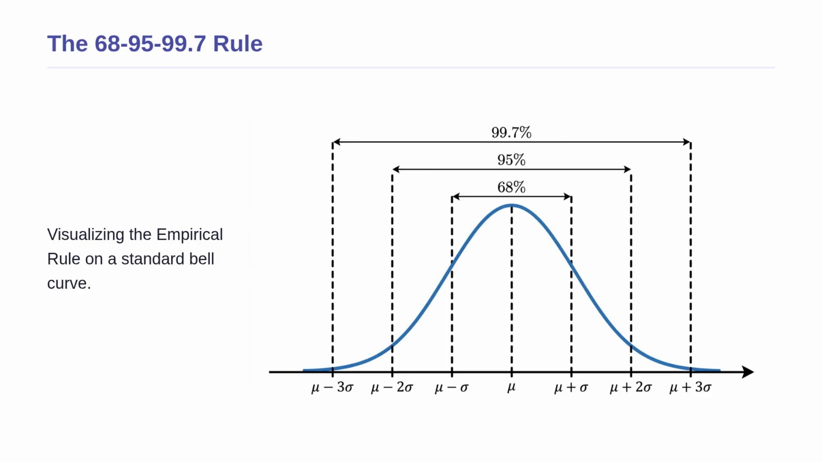As we widen our net to 2 standard deviations, the bracket shows we capture 95% of the total area. By the time we reach 3 standard deviations, the 99.7% bracket covers almost the entire visible bell curve, showing just how rare extreme outliers truly are.